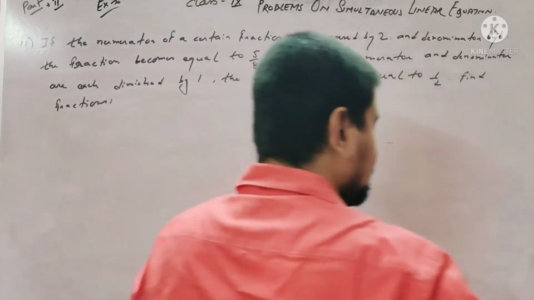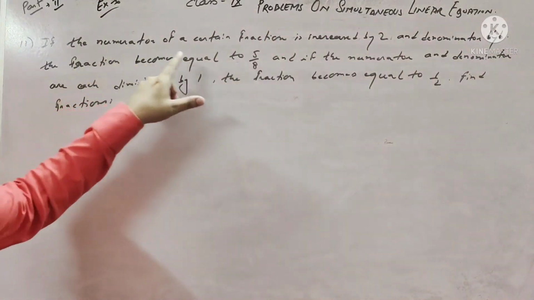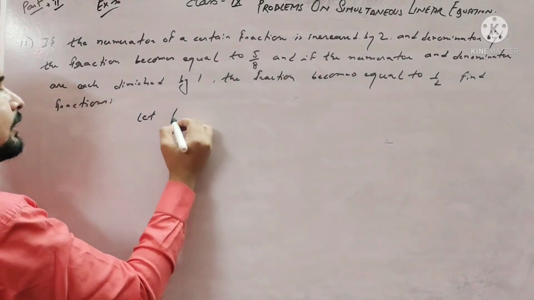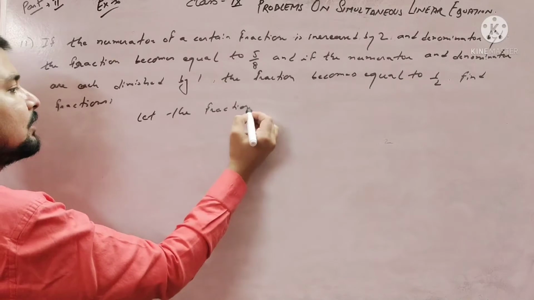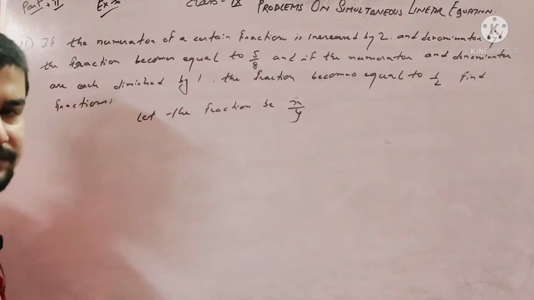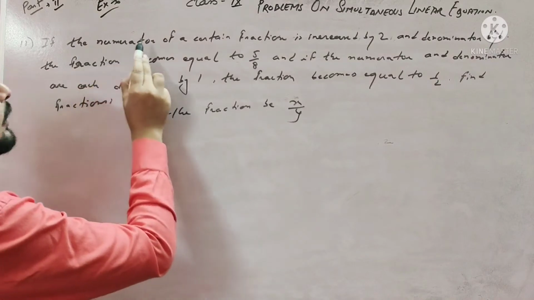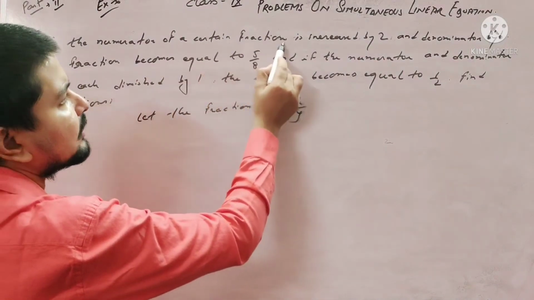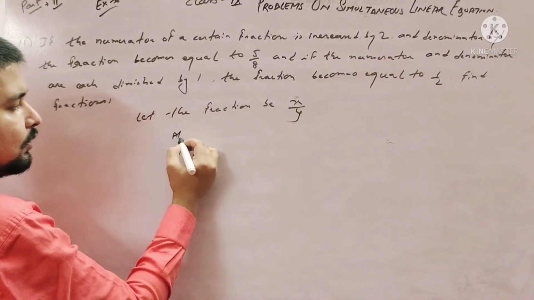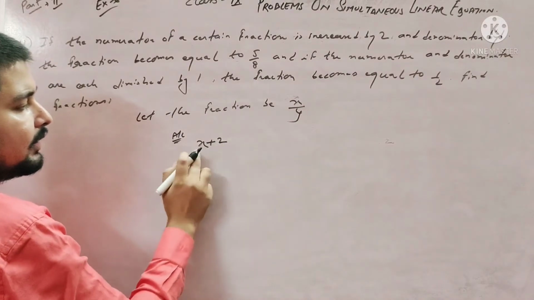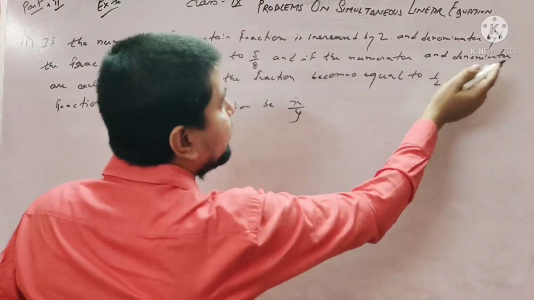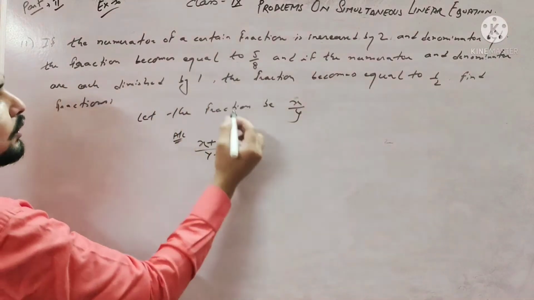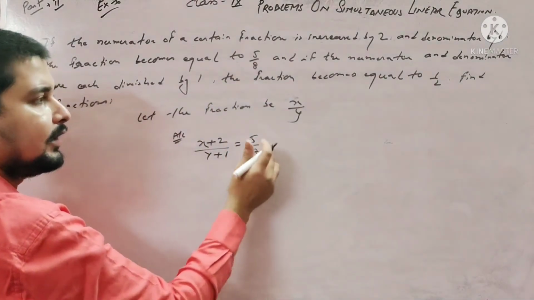Okay, first of all check the question. If the numerator of a certain fraction, I don't know what the fraction is. First of all, let the fraction be x by y. We take this one as the fraction. Now, numerator means the upper portion. If the numerator is increased by 2 and denominator by 1, that means x plus 2 and y plus 1, the fraction becomes equal to 5 by 8. Clear? This is your fraction.